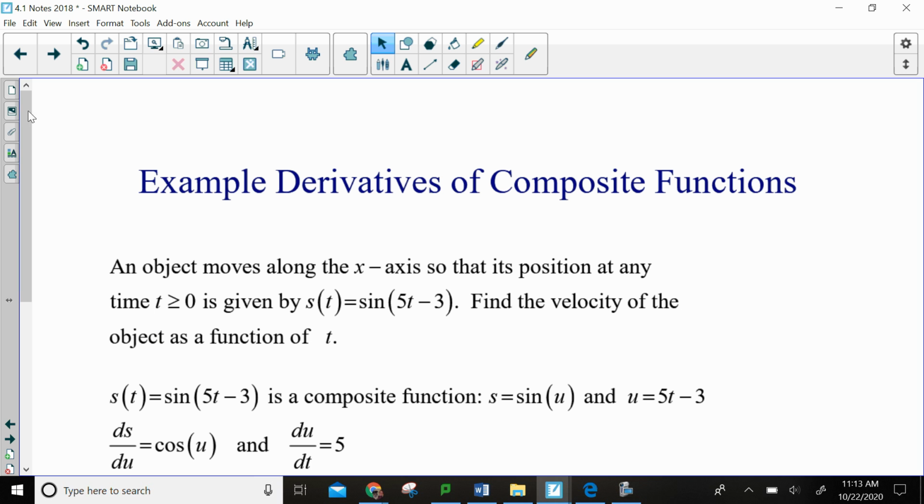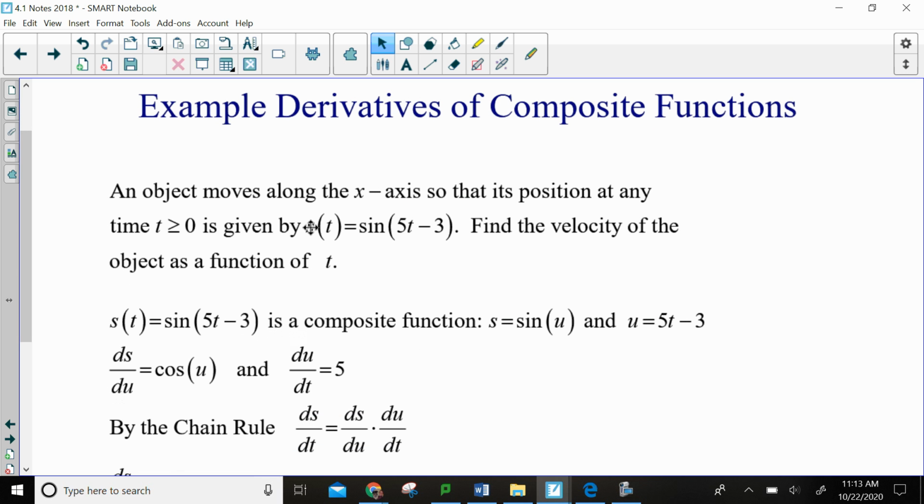So on this example here, an object moves along the x-axis so that its position at any time t greater than or equal to 0 is given by the function s of t equals sine of 5t minus 3. Find the velocity of the object as a function of t. So we're looking at this function right here. It's a composite function. The outside part of the function is the sine. The inside part is 5t minus 3. We take 5t minus 3 and put it in here. These are the two functions you're dealing with: an outside function and an inside function.